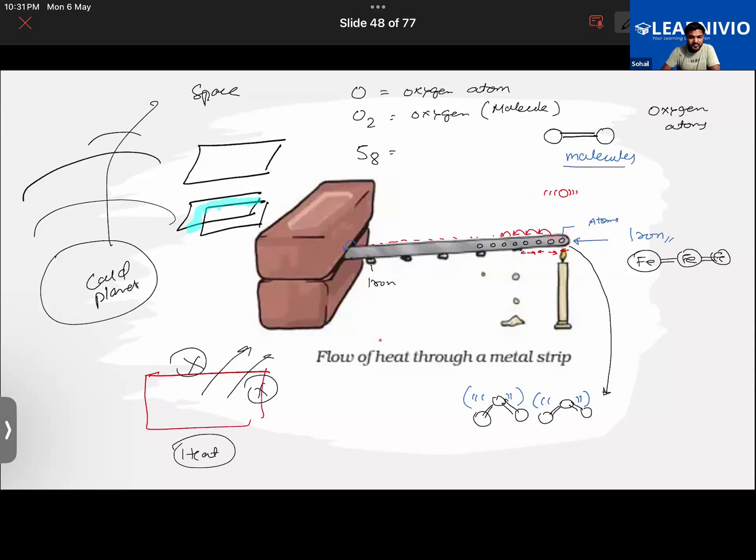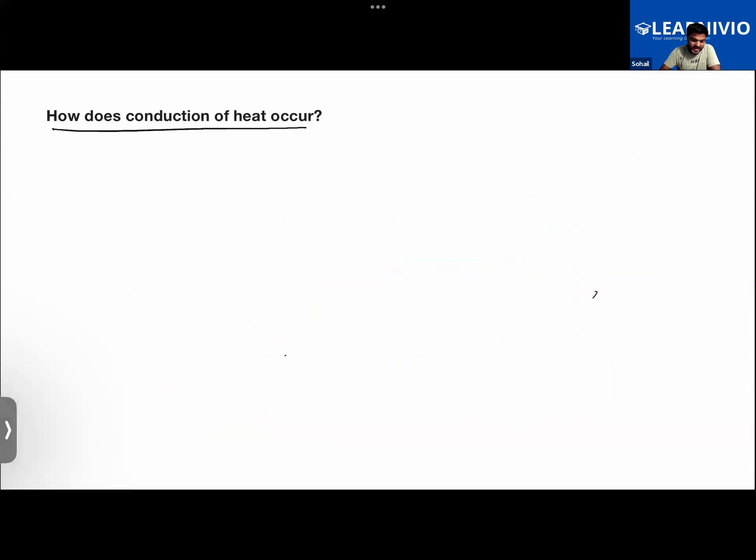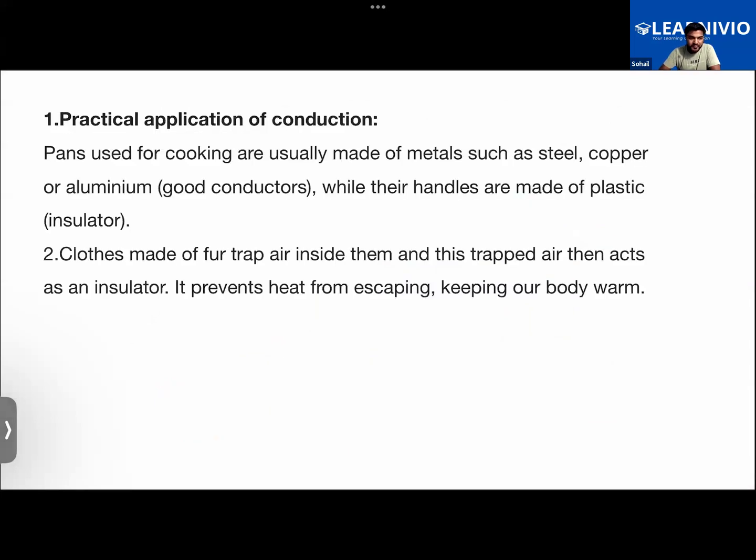So that is the thing. Okay, so in the next class, you'd be studying about the applications of conduction. What are the practical applications of conduction in our daily life?